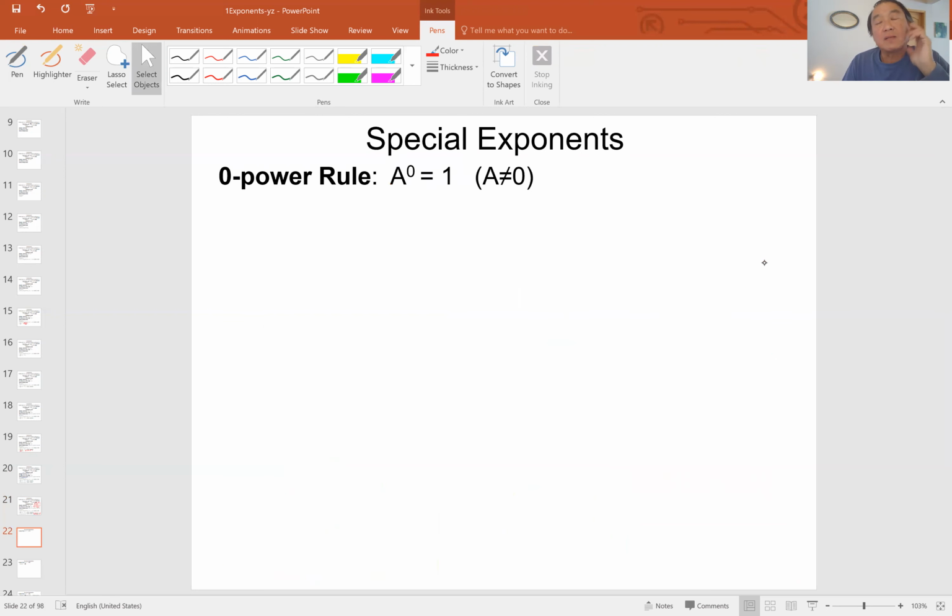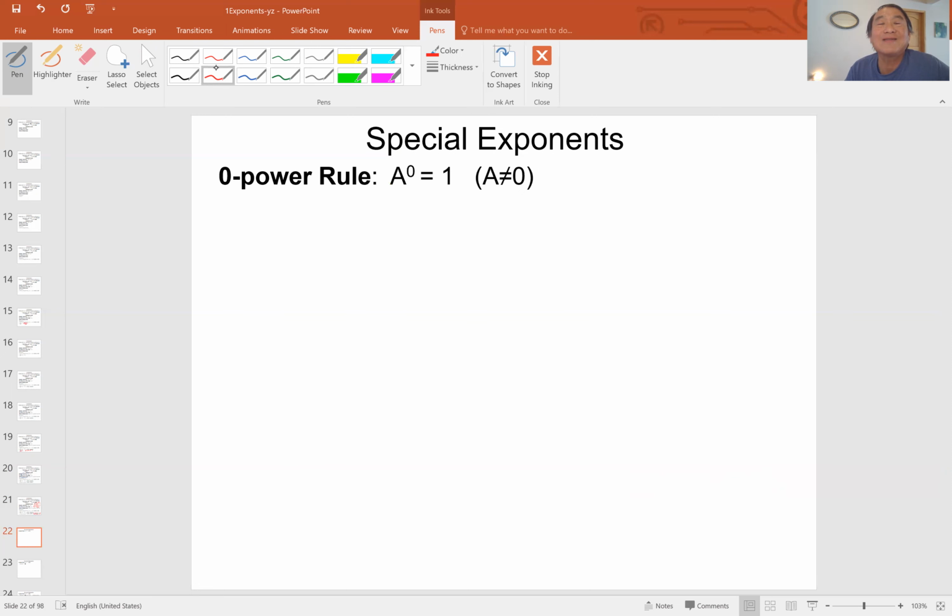Now we come to these special exponents. It doesn't quite make sense until we make the notation make sense. For instance, what's a to the 0 power? If you remember, we already talked about a to the 0. It's 1. But here is another reasoning.